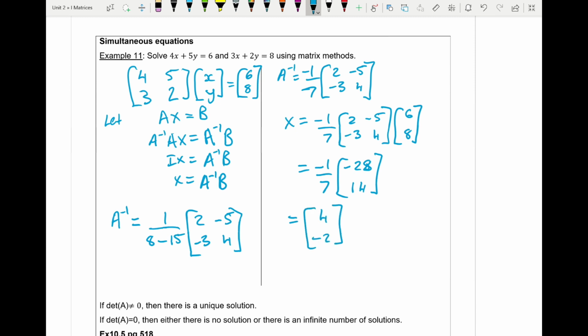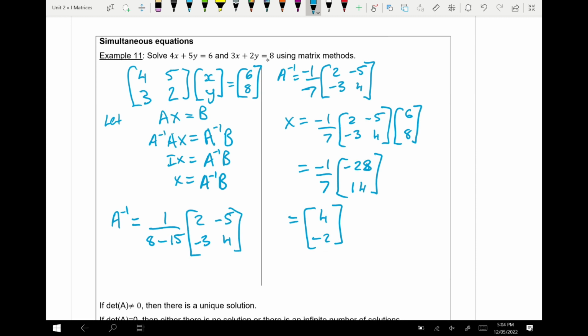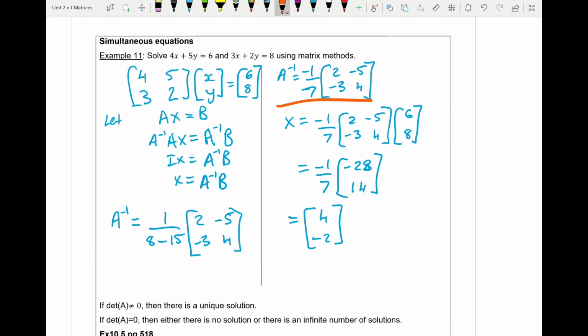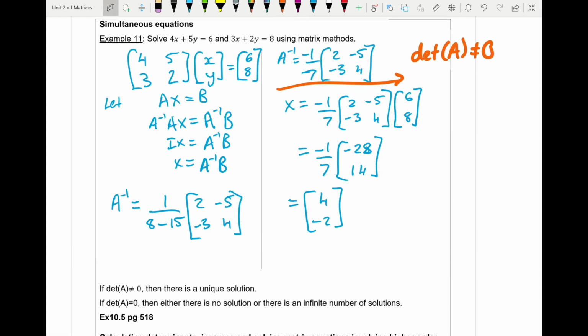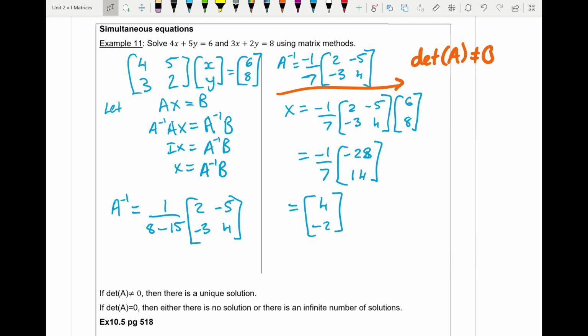So if we substitute x equals 4 and y equals -2 back into our original two equations, we should get 6 and 8. So you'll notice, in order to do this, it all hinges on the fact that this inverse exists. So if the determinant of A is non-zero, then there is a solution to these simultaneous equations. If the determinant is equal to 0, then either there is no solution or there is an infinite number of solutions.